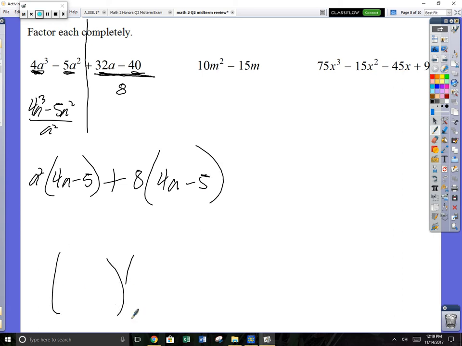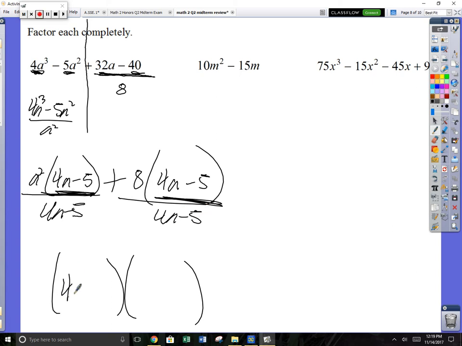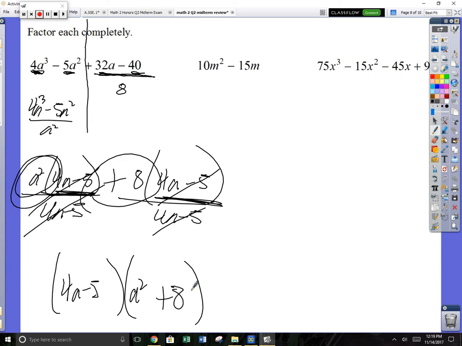And now group 1 has a 4a minus 5 and group 2 has a 4a minus 5. So you're going to factor out of both those groups a 4a minus 5. So that becomes my greatest common factor. So 4a minus 5 times the leftovers. A squared plus 8. And then look at your groups, see if you can shrink them down any further. 4a and 5, they got nothing in common. A squared and 8 got nothing in common, so that is your final answer.